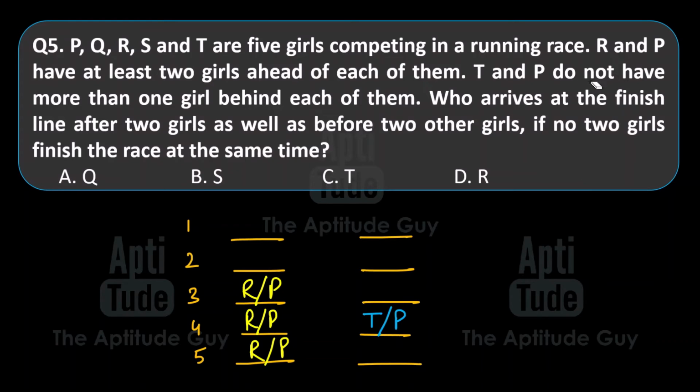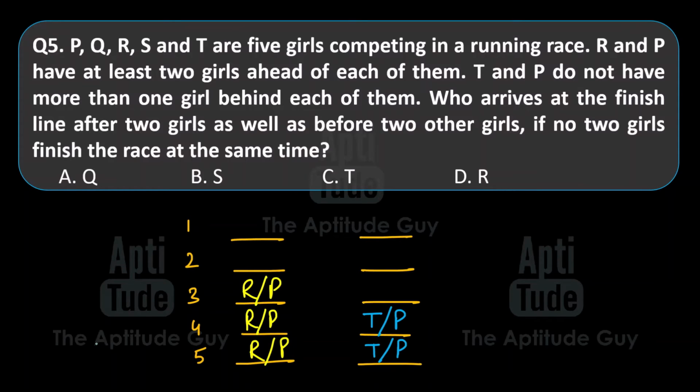And they have mentioned they do not have more than 1 girl. That means 2 girls cannot be behind them. Or 3 girls also cannot be behind them. That means they cannot hold the third position, second position, or the first position. But less than 1 girl behind them is allowed. More than 1 girl is not allowed, but less than 1 girl is allowed. Less than 1 is what? 0. If there are 0 girls behind them, that means no girls behind them, then their position is the fifth position. Like this. So these are the two possibilities.